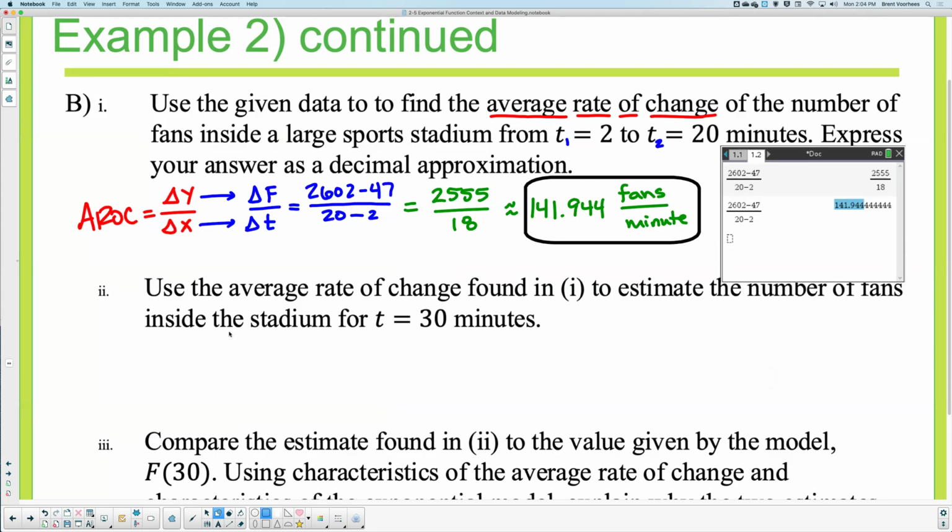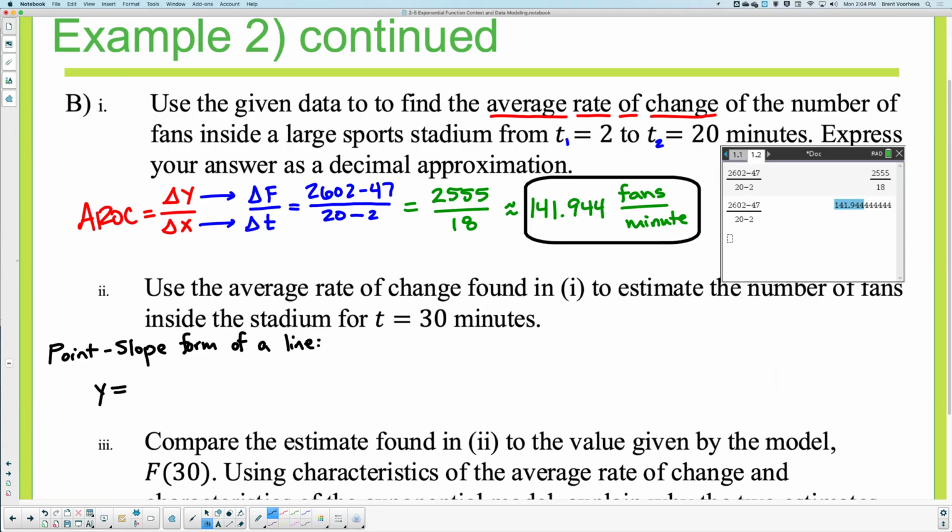To do part 2, you're going to need to have memorized the point slope form of a line. I'm going too fast. Let me slow down for a second. The reason I'm going to use point slope is because AROC, average rate of change, is similar to what mathematical concept? Slope. AROC is similar to slope, and slope is for a line. So I'm going to use the point slope form of a line for part 2.